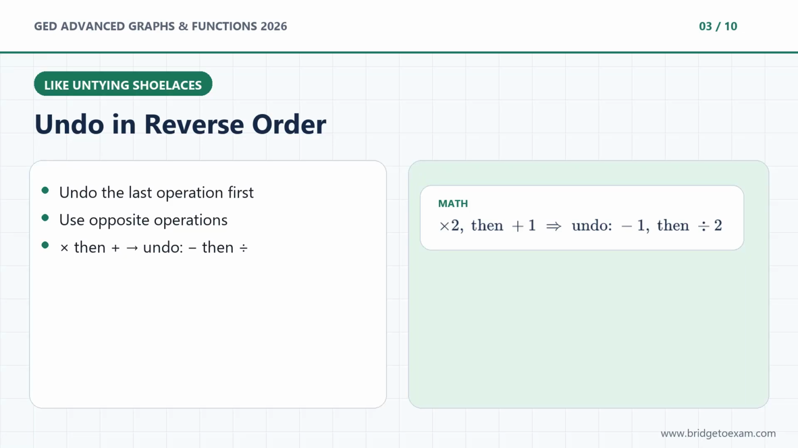The key skill is undoing operations in the reverse order they were applied. It is like untying your shoes. You undo the last knot first. If a rule multiplies by 2 and then adds 1, you undo it backward. First, subtract the 1, then divide by the 2. Reverse the order and use opposite operations.